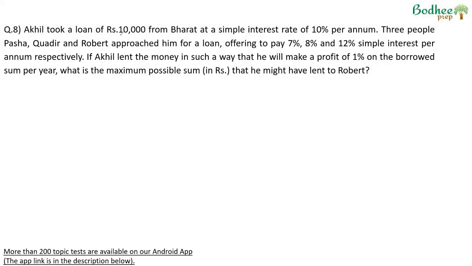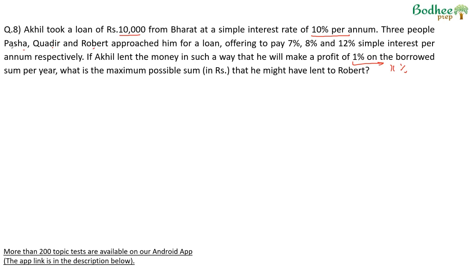Akhil took a loan of rupees 10,000 from Bharat at a simple interest of 10% per annum. Three persons, Pasha, Kadir, and Robert, approached him for a loan, offering to pay 7, 8, and 12% simple interest per annum, respectively. If Akhil lent the money in such a way that he will make a profit of 1%, he has to pay 10%. He's making a profit of 1%, so he'll be earning 11% on the borrowed sum per year. What is the maximum sum that he might have lent to Robert?